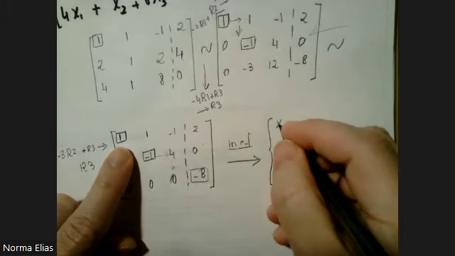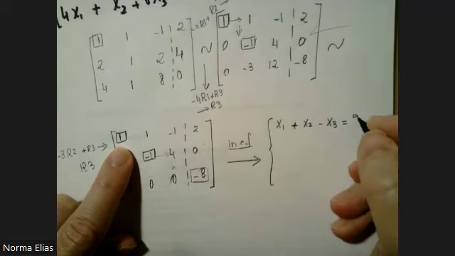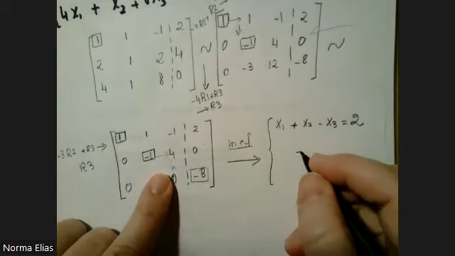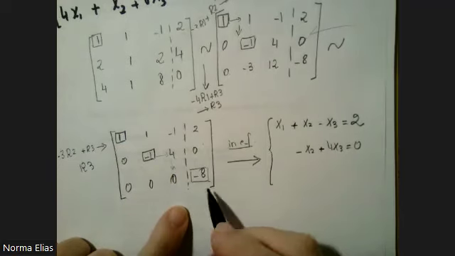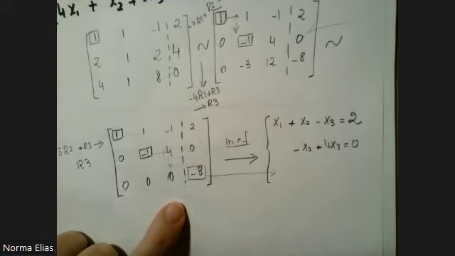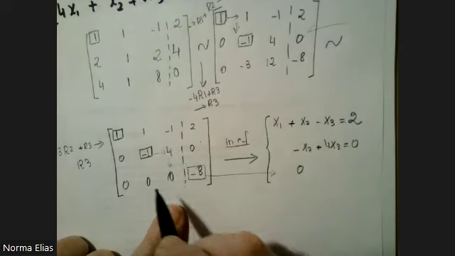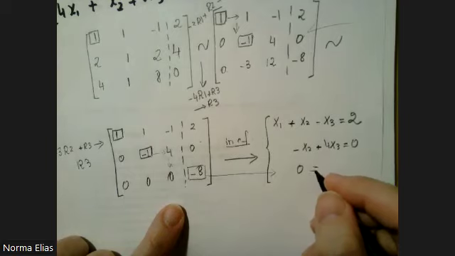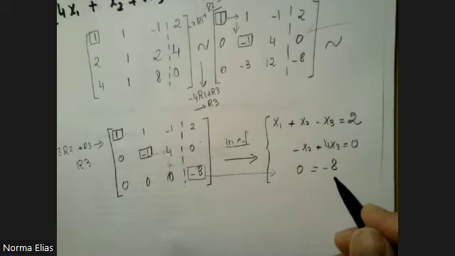Okay, the first equation reads x1 plus x2 minus x3 equals 2. The second reads minus x2 plus 4x3 equals 0. How do you read the last equation, the last row, quickly? 0 x1 plus 0 x2 plus 0 x3 equals minus 8. 0 equals minus 8. What does this mean? Can this last row be possible?